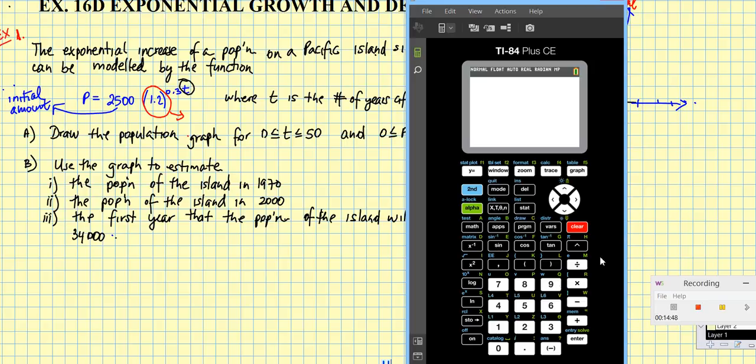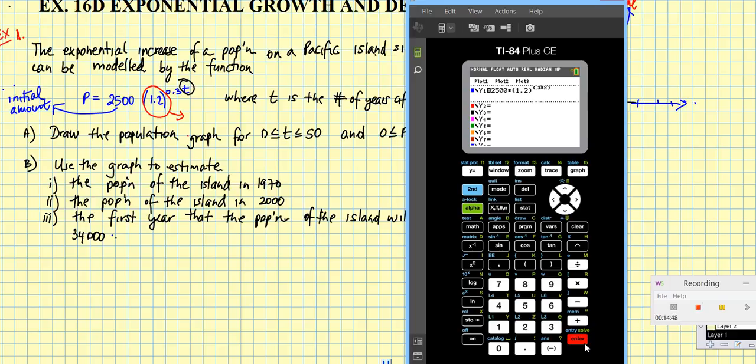So what we want to do is graph this function, 2500 times 1.2 to the power of 0.3t. The first thing I'll do is press the y equals button, and place in there 2500 times bracket 1.2, close the bracket, raised to the power of, now I would place brackets in there, 0.3 times x, and then close the bracket. Enter. Now I've placed the graph in there.